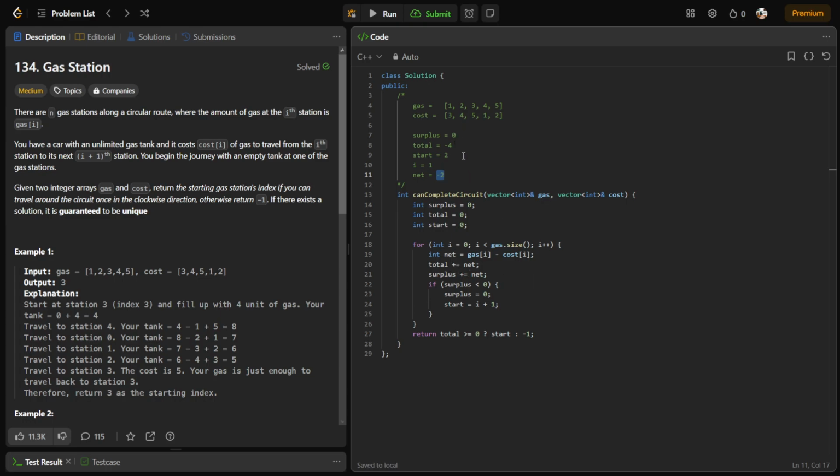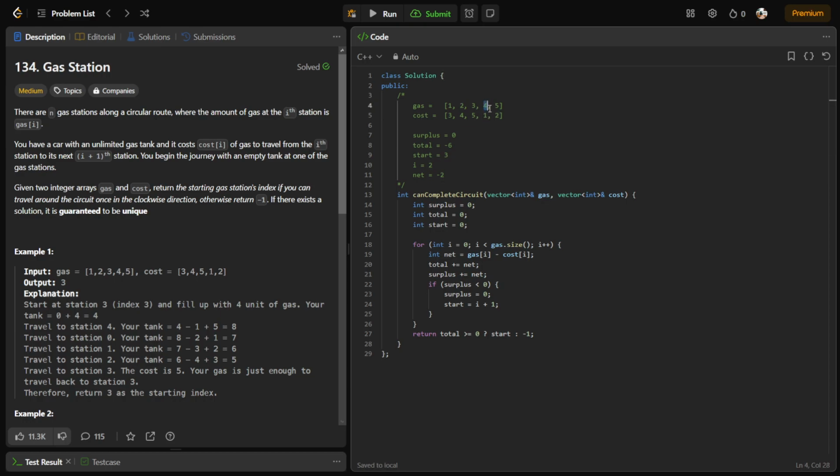Again, I increment. Now we are at gas 3, cost 5, which gives us a net of -2 again, since 3 minus 5 is -2. So the total is again -6. The surplus becomes -2 once again. Since the surplus is less than 0, we don't want to start at this index. So we move surplus back to 0 and keep counting. We start incrementing to 3.